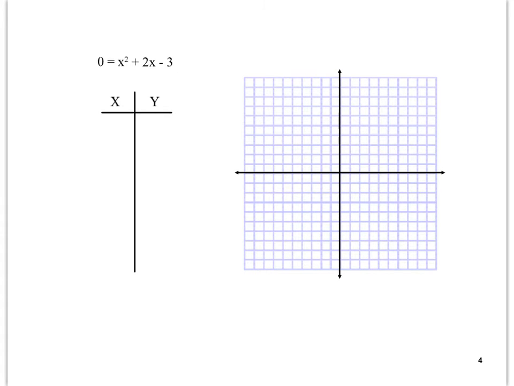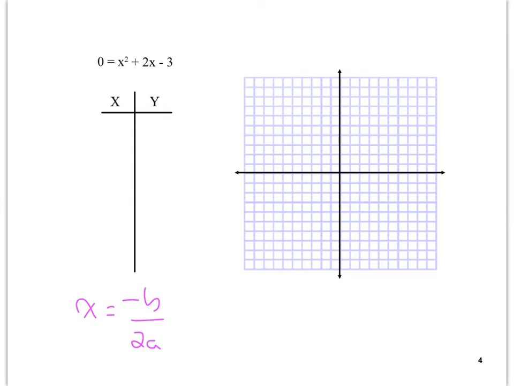Okay, let's solve our first equation here. 0 is equal to x squared plus 2x minus 3. We notice it's a quadratic equation because, yes, we have an x squared. First thing we're going to do is find our vertex. Remember, on our vertex, we're going to do x is equal to negative b over 2a. That's going to give us our x coordinate for our vertex.